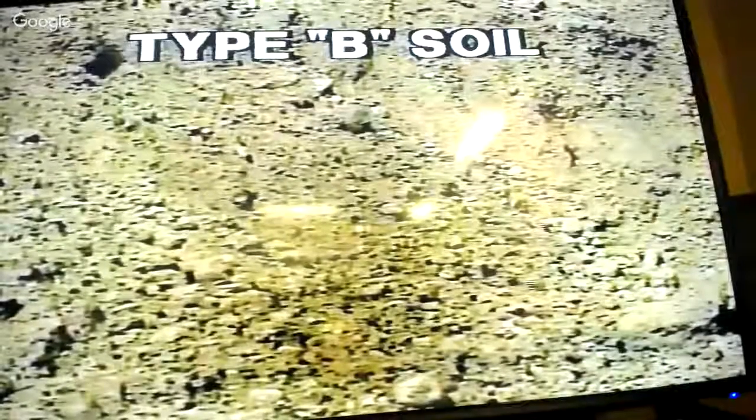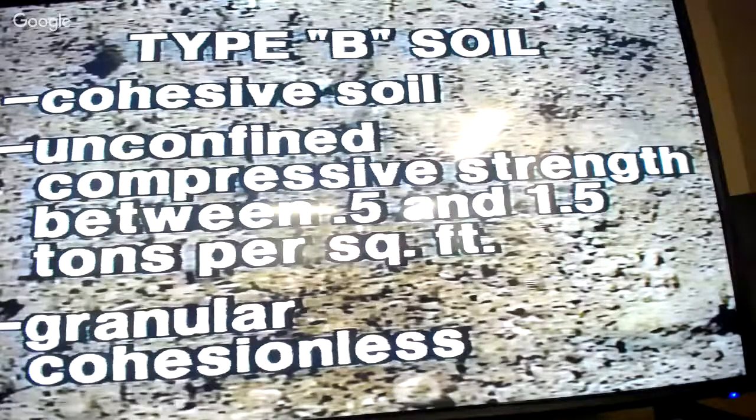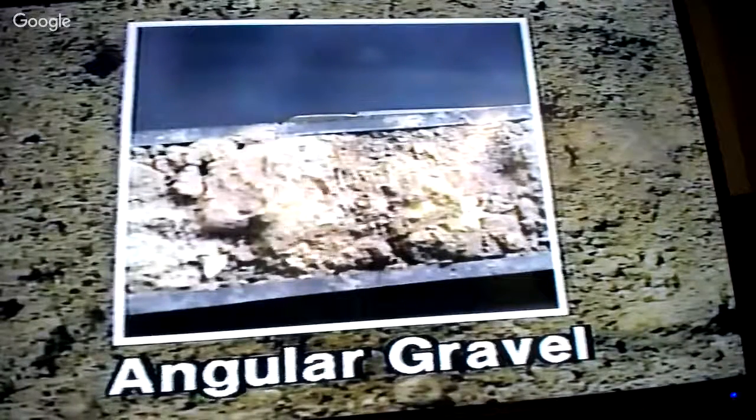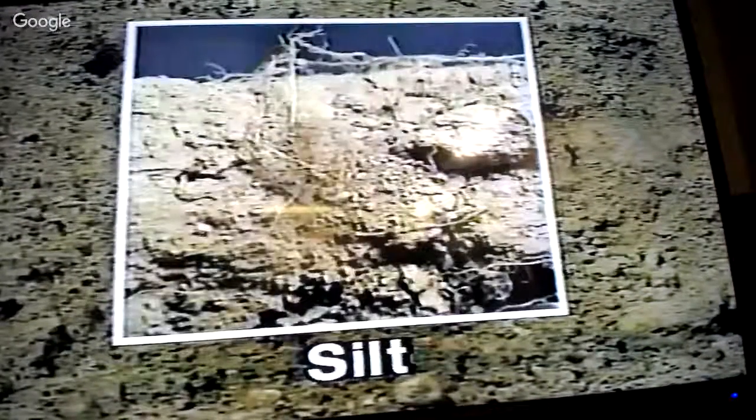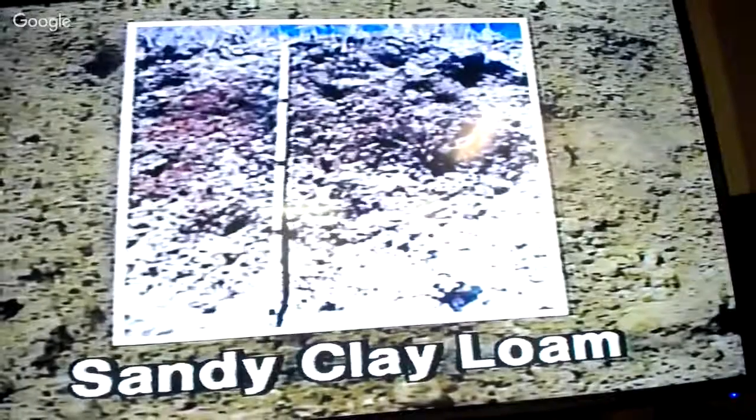Type B soil is cohesive soil with an unconfined compressive strength greater than 0.5 tons per square foot, but less than 1.5 tons per square foot, or granular cohesionless soils. Examples include angular gravel, which is similar to crushed rock, silt, silt loam, sandy loam, and in some cases, silty clay loam and sandy clay loam.